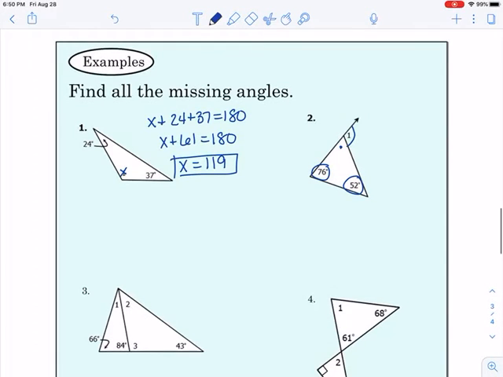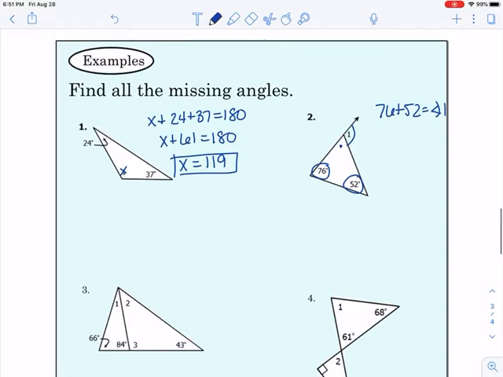Okay, we're back. So 76 plus the 52 should give us the measure of that angle 1. Okay, and when you add 76 plus 52, you should get an answer.